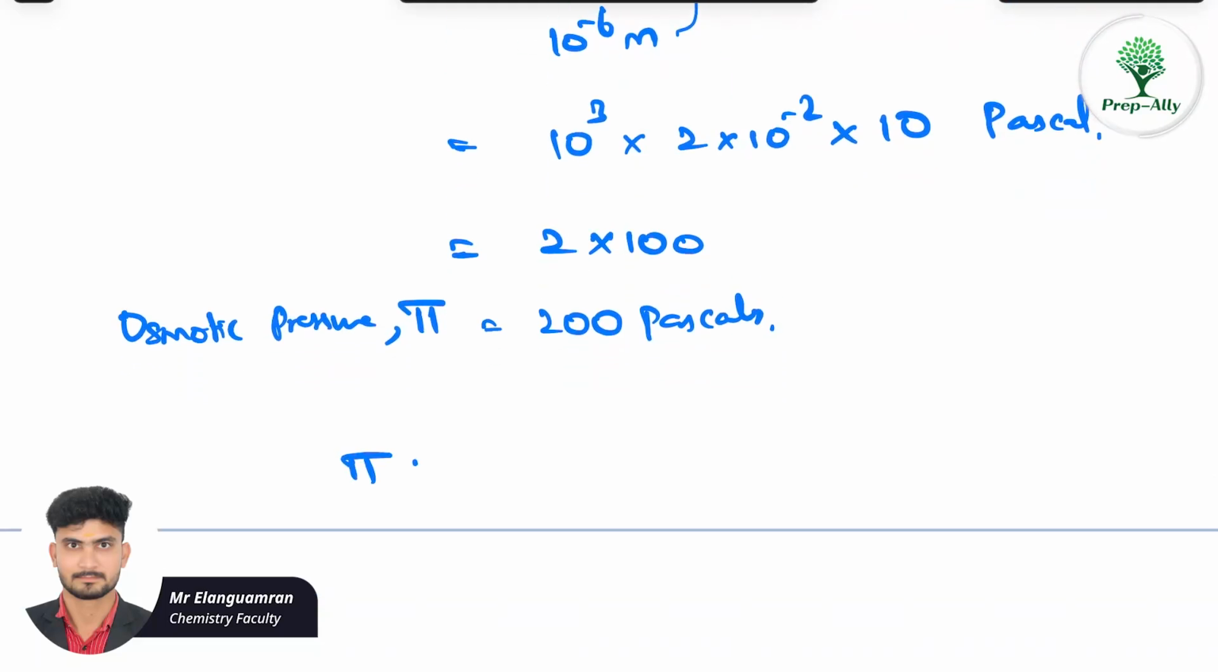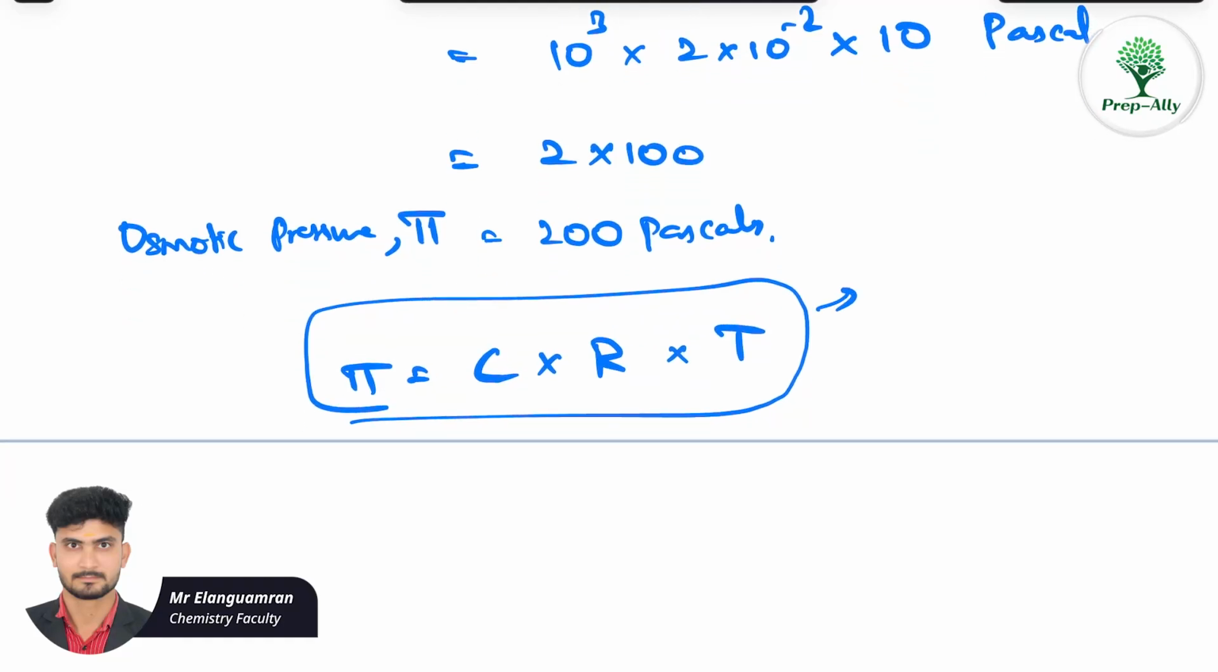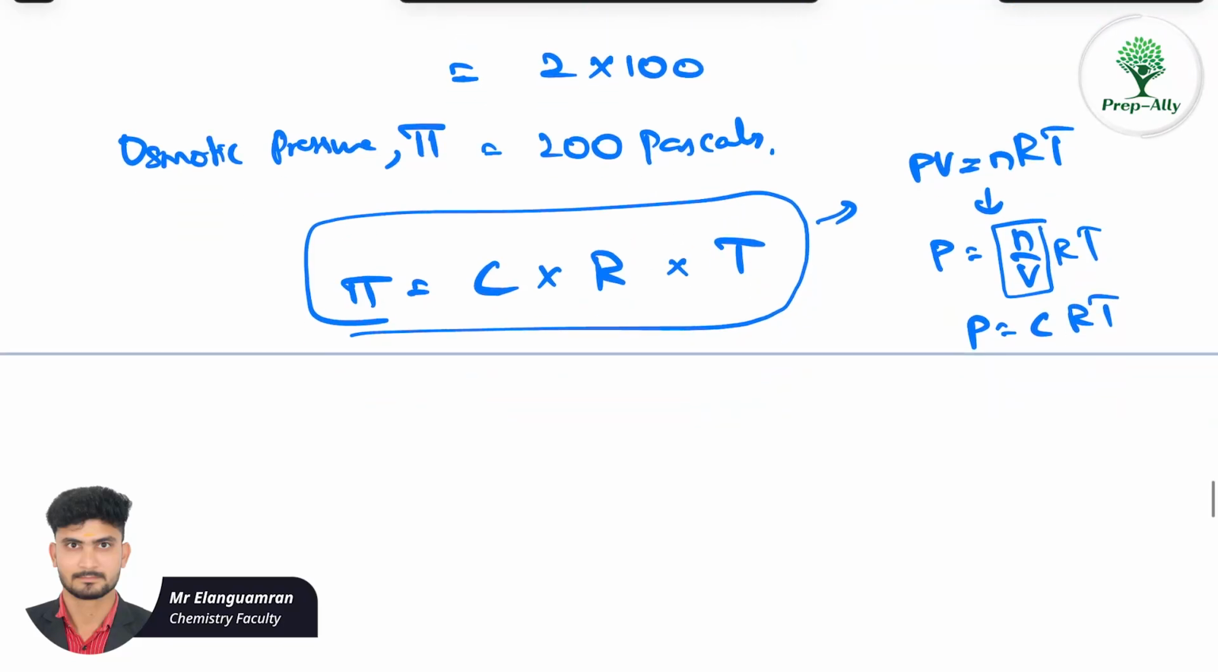Now I know that osmotic pressure is going to be equal to the concentration of that solution into gas constant into T. How do I get this? From the ideal gas equation. This n by V, moles per liter, I can take as concentration. So CRT. You can use pi here because of osmotic pressure.